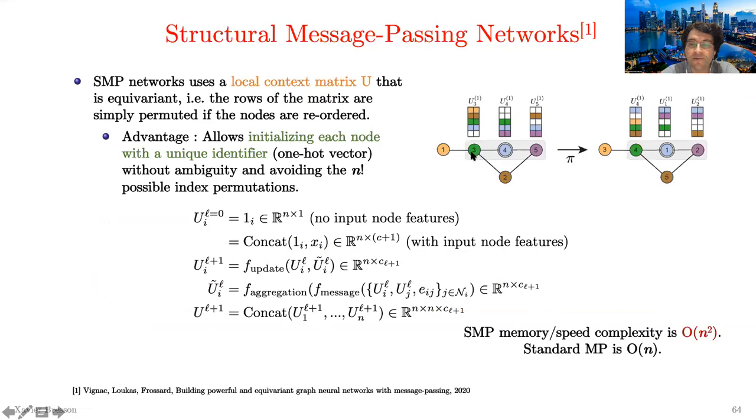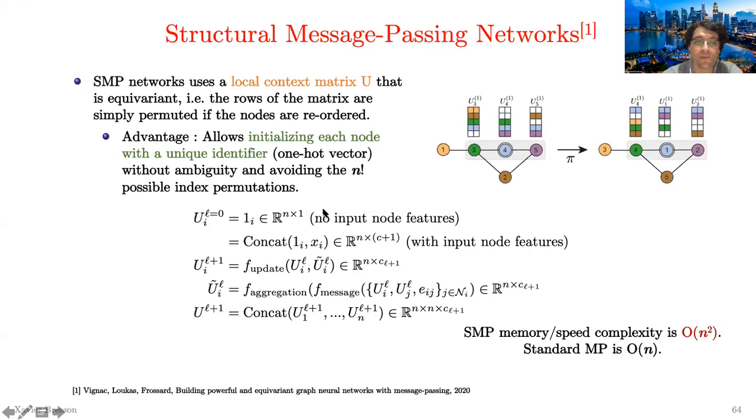And you see that for each node of the graph, you have this matrix U, which contains the features of the other nodes. And this will be equivariant. So the rows of the matrix will simply be permuted if you do some node reordering. So this is number 3, the green is here. And now if this is number 4, the feature is going to be here. This is a good idea, because this way you can use a unique node identifier, which is the indexing of your graph, without ambiguity and without having to use the n factorial possible permutations.